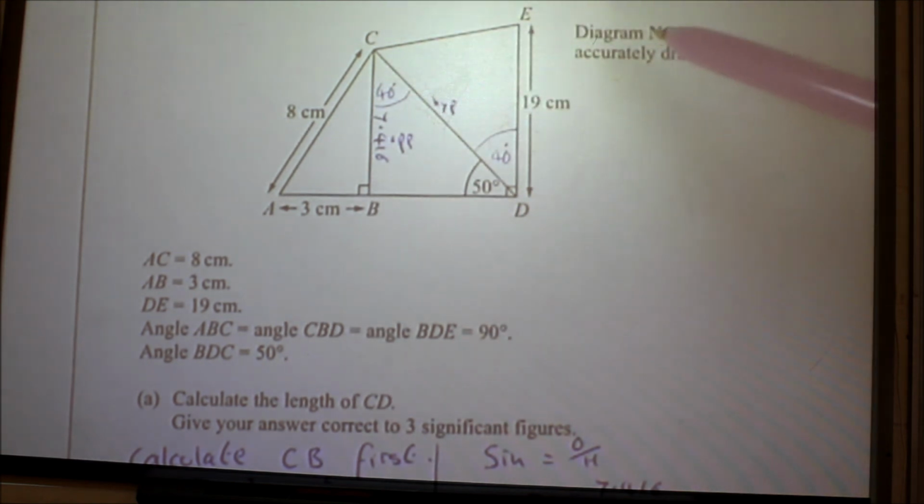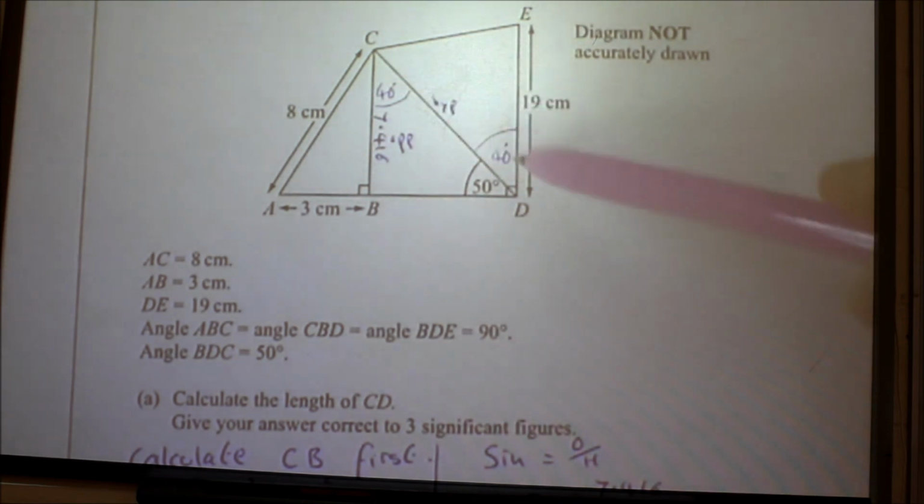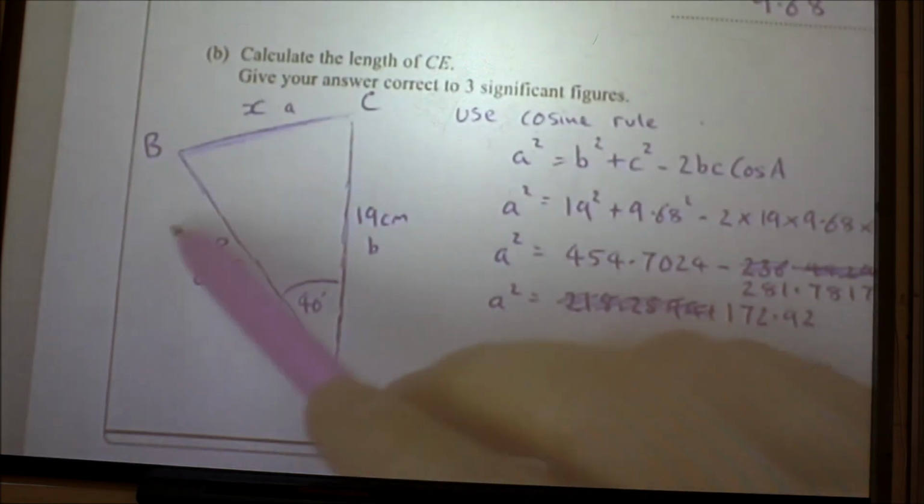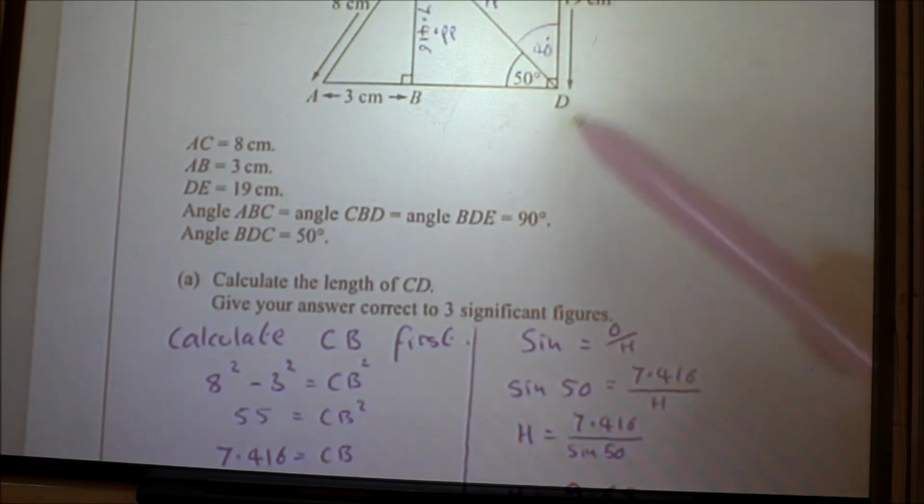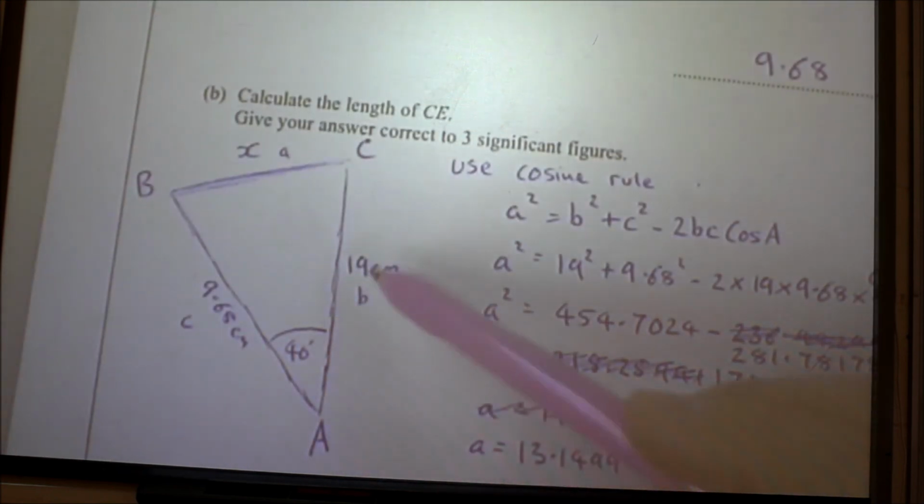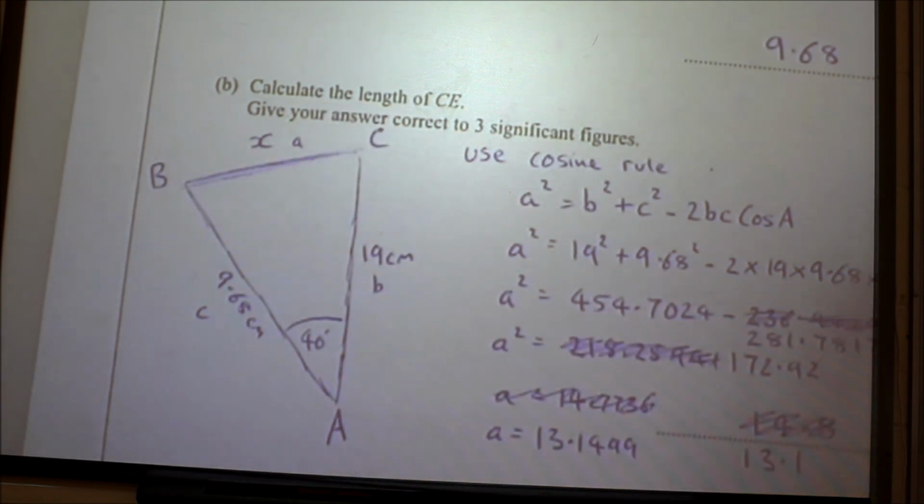The next question is calculate the length of CE. What I have done is I've copied this triangle here from CDE down here, just to make it clearer for myself, and I've labelled the sides slightly differently as well. So we know that is 40 and that's 19, and we're trying to find length BC here. So I'm just going to refer to this triangle now.